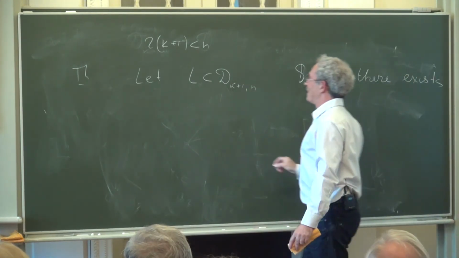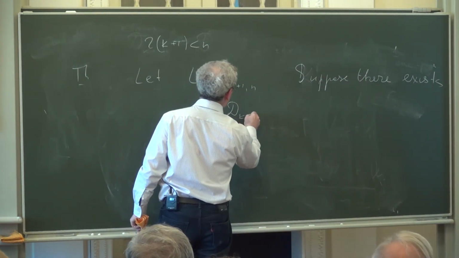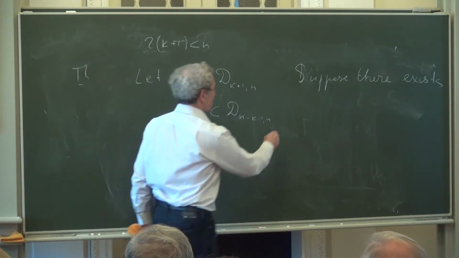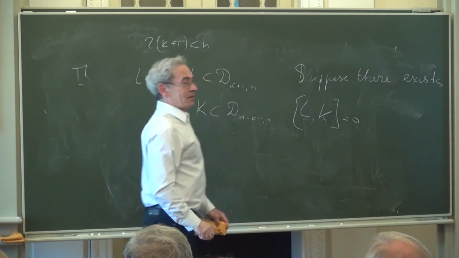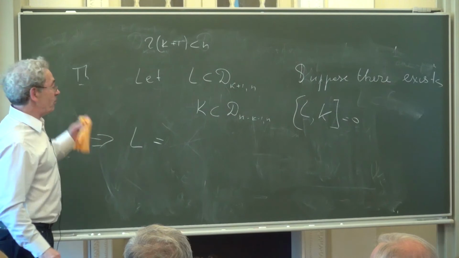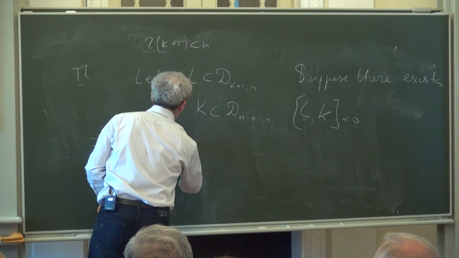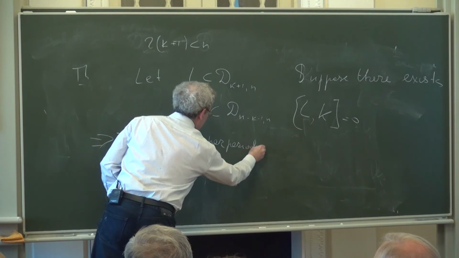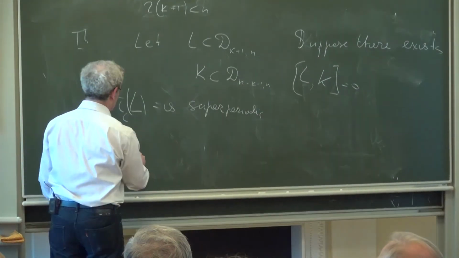Suppose there exists an operator K in D_{n-k-1,n} which commutes with L. Then this operator L is superperiodic. It's almost superperiodic, superperiodic up to a simple transformation.